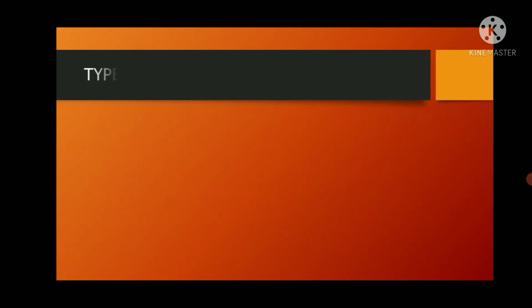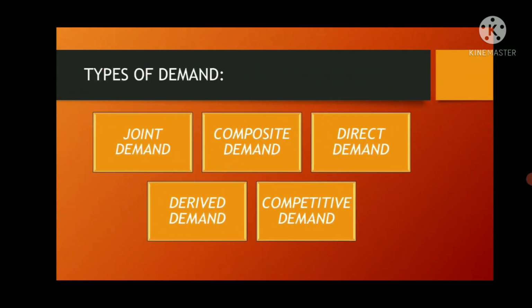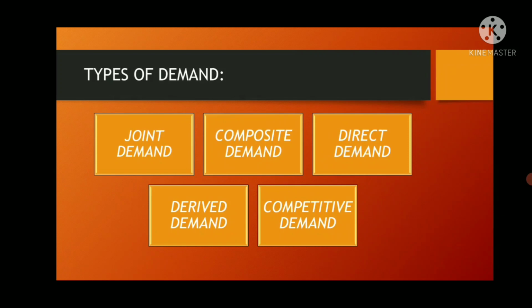Let us have a look at types of demand. There are 5 types of demand. First one, joint demand. Second, composite demand. Third, direct demand. Fourth, derived demand. Fifth, competitive demand.